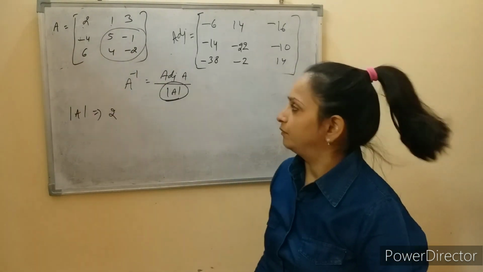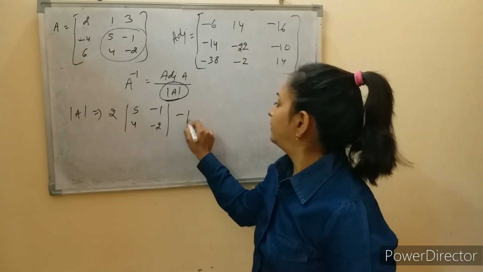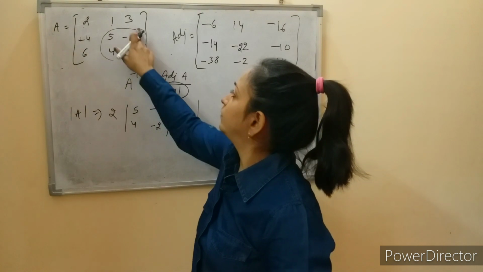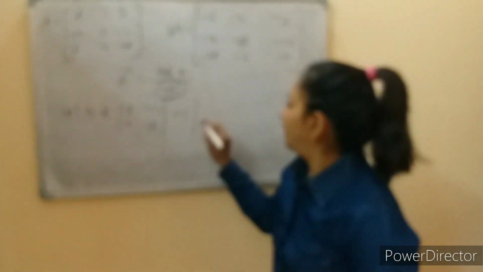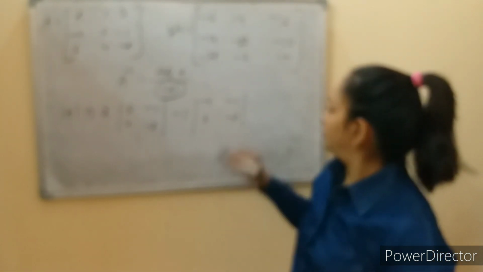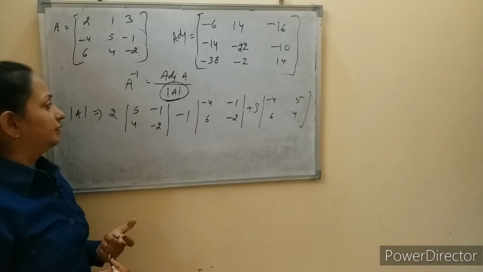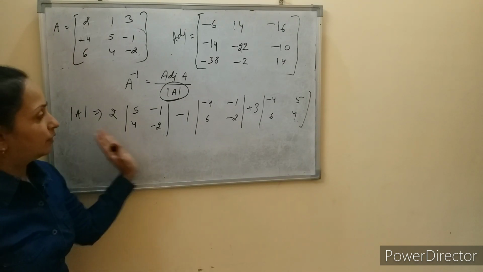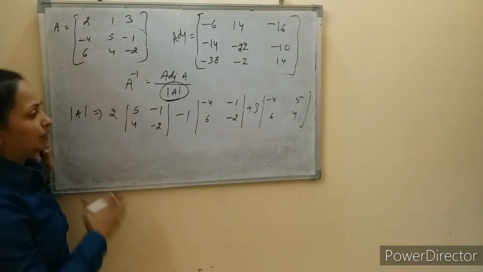Then these will be my remaining elements. I will write it like this, 4 and minus 2. Then I take my second element, the middle one, with a negative sign, and eliminate its row and column. And I will get minus 4, 6, minus 1 and minus 2. Then my last element, that is 3, and I will get minus 4, 5, 6 and 4. I have already discussed this procedure in my video titled determinant. So if you are not very sure how I get this equation, you can watch that video and you will be confident about it.